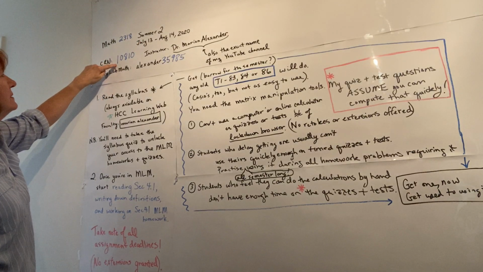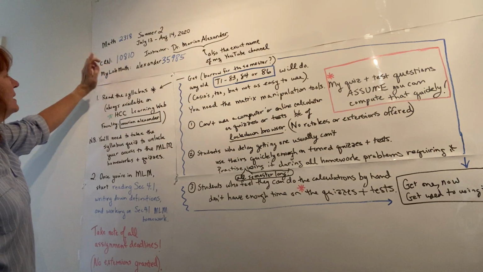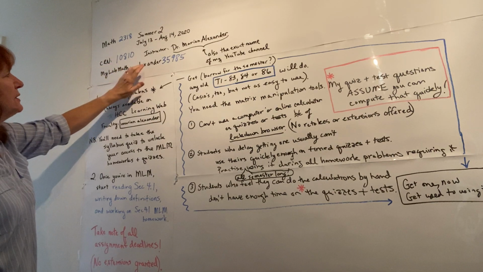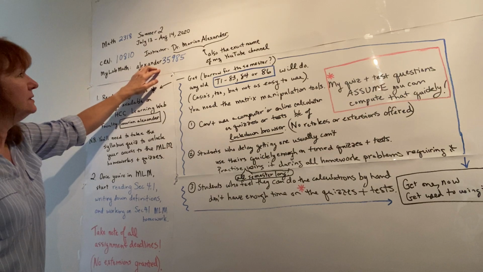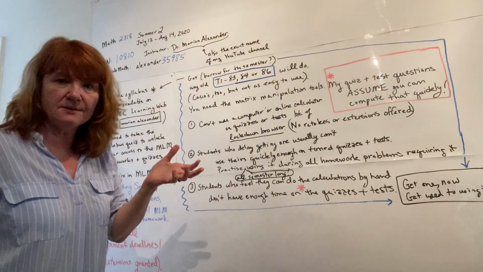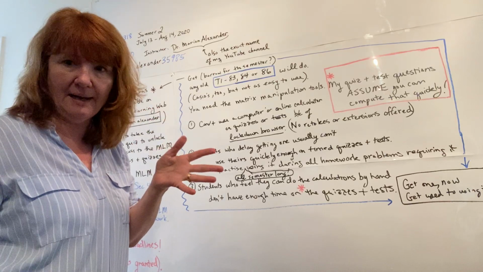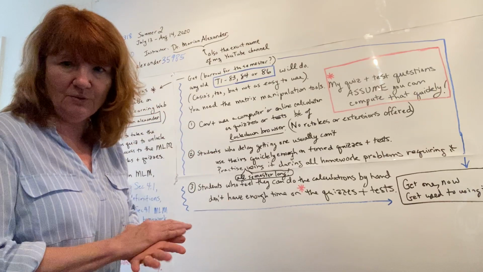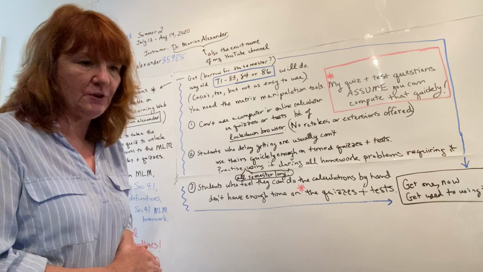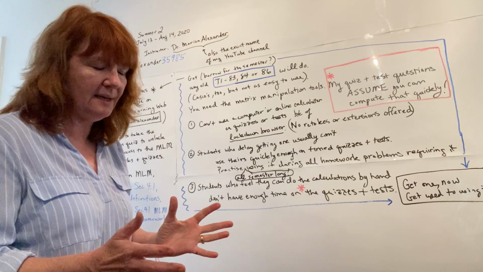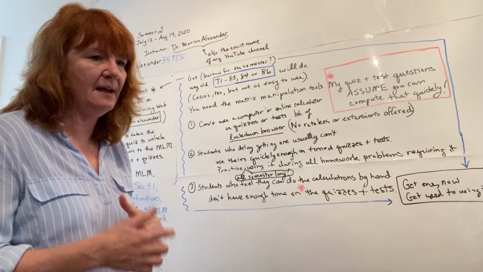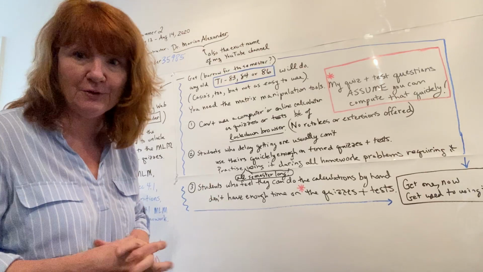Here's the CRN, 10810. And within MyMathLab, you're going to need this access code. All this is on the syllabus itself, which you should download right now and print out and have with you for the whole semester, because there are so many pieces of information and rules that you're held responsible for knowing.